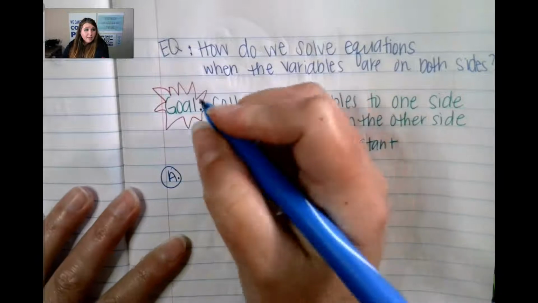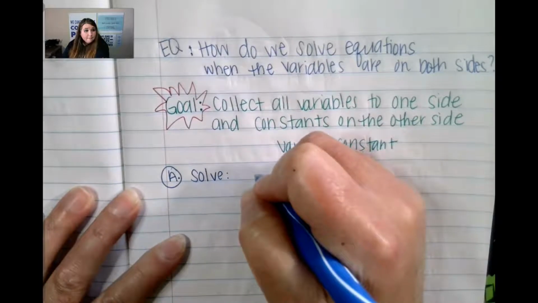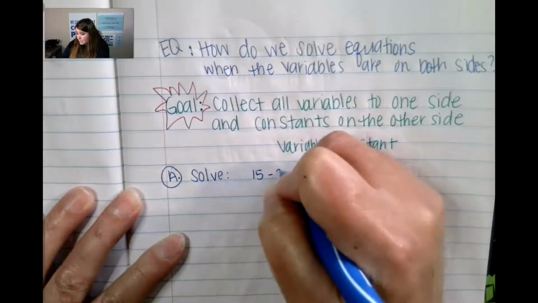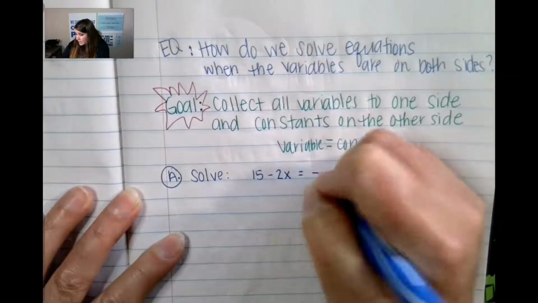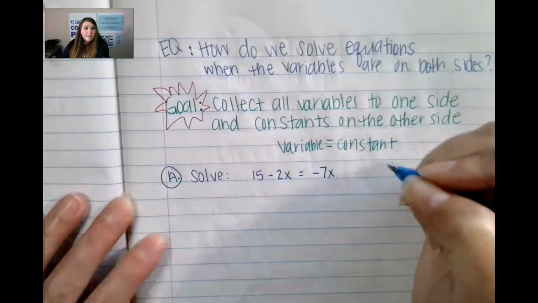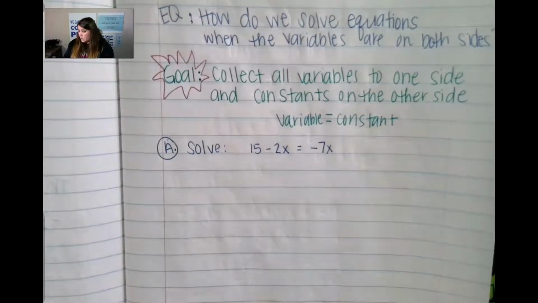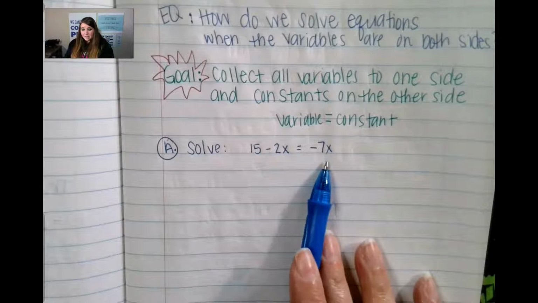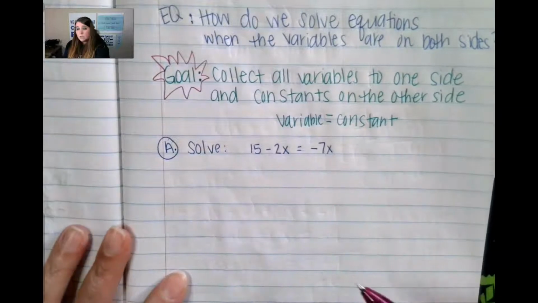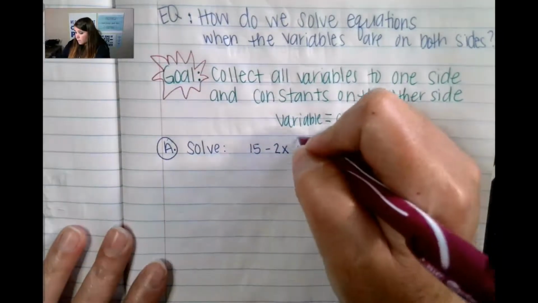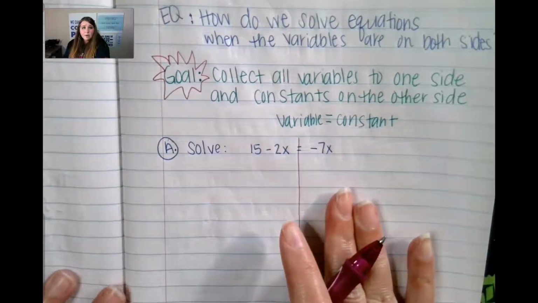All right, example A says, solve 15 minus 2x equals negative 7x, and then it wants us to check our solution. So right now you can see you have the x here and an x here. So we're going to start out by looking for our goal, which is to put the variables on one side. So we're going to first draw a balance line so we can move from one side to the other.